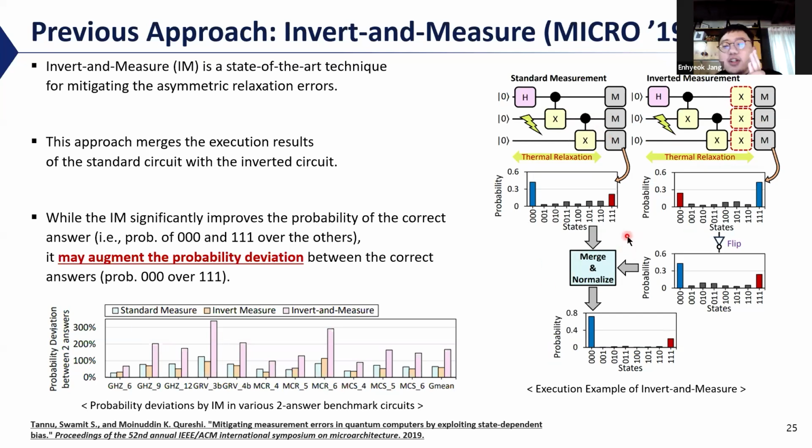But it operates very well only for single-answer workloads, because it enhances the very weak solutions in some cases. But we observed that for multi-answer workloads, such as GHZ states, it may augment the probability deviations. For example, GHZ states, the Grover algorithm, max cuts and so on.